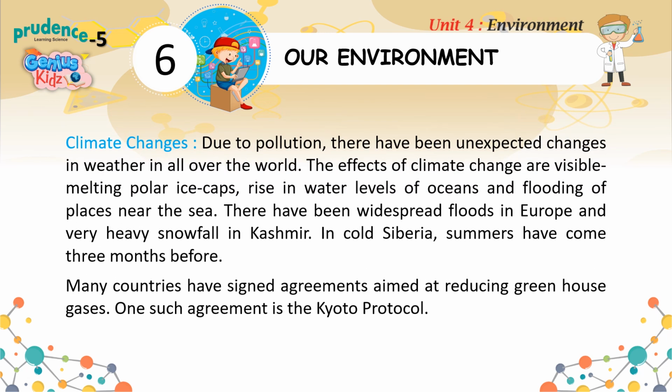Climate changes. Due to pollution, there have been unexpected changes in weather all over the world. The effects of climate change are visible: melting polar ice caps, rise in water levels of oceans, and flooding of places near the sea. There have been widespread floods in Europe and very heavy snowfall in Kashmir. In cold Siberia, summers have come 3 months before. Many countries have signed agreements aimed at reducing greenhouse gases. One such agreement is the Kyoto Protocol.